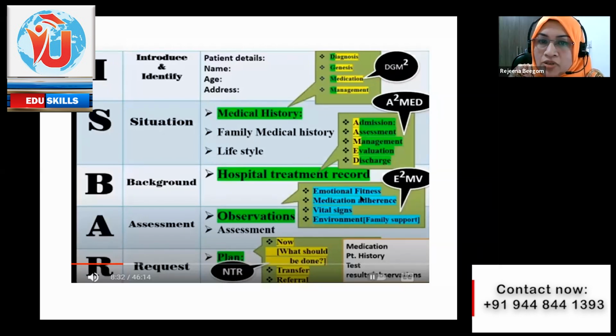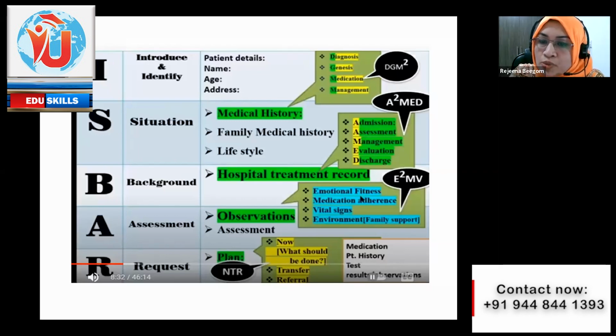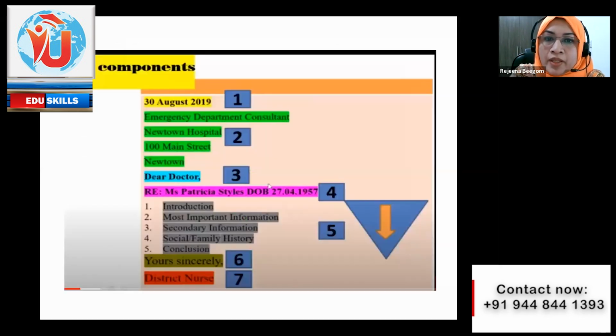Patient name, age, address. Situation: the situation, medical history, family medical history, and lifestyle. B stands for background, that is hospital treatment record. A stands for observation and assessment, and R stands for recommendation. And we have 7 components, we need to fulfill this content in order to get a better score.